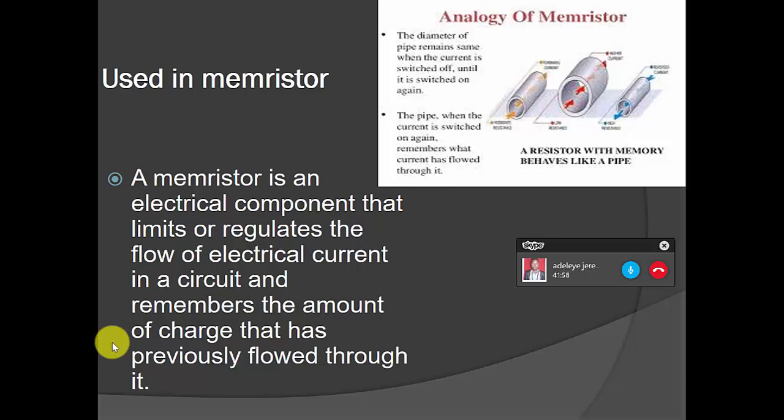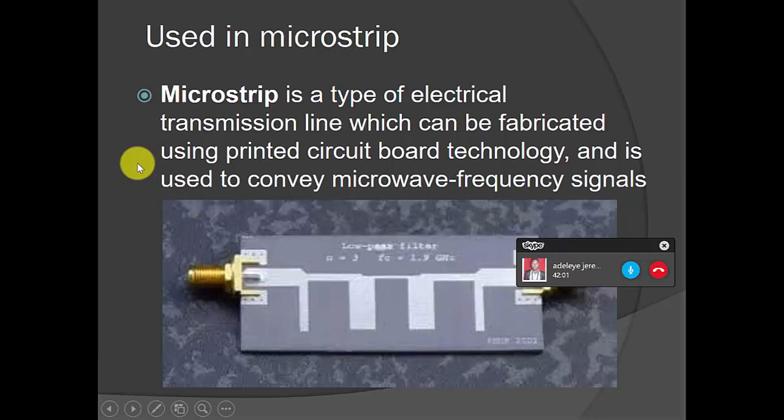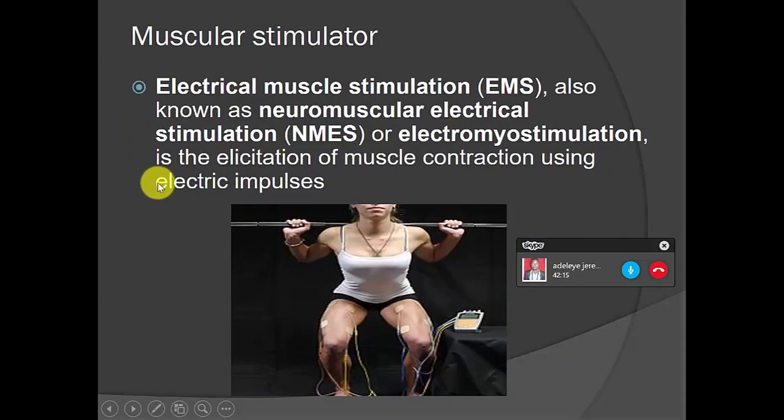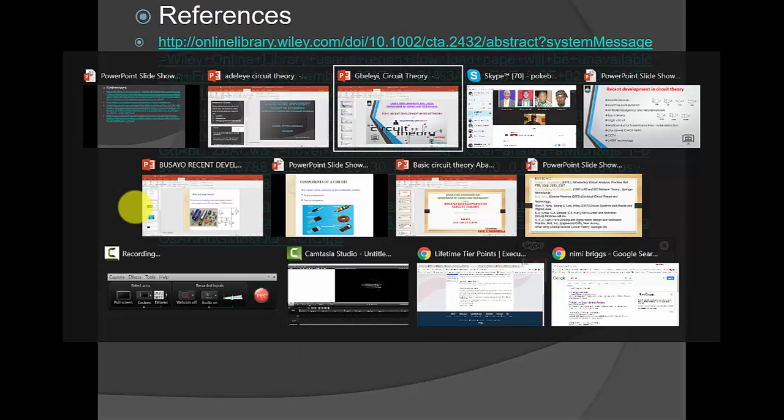So that is one of the applications of circuit theory, the memristor. Another one is called the microstrip. The microstrip is a signal technology. It is used mostly in networking or in communication. So that is another application of circuit theory. Then the other one is the muscular stimulator. Some of it has been used in the gym centers and the rest of it all. So it also has the application of the circuit theory, and that is the end of the presentation. I have the references at the last slide.